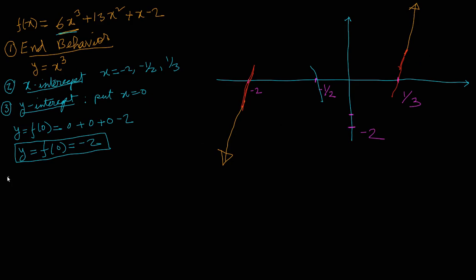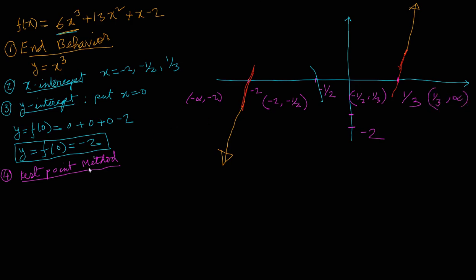Now let's do step number 4. Step number 4 is to use the test point method. For the test point method, first of all, I need to divide my axis into zones. So what is my first zone? -infinity to -2. This is my first zone. Second zone is -2 to -1/2. And the third zone is -1/2 to 1/3. And my final zone is 1/3 to +infinity.